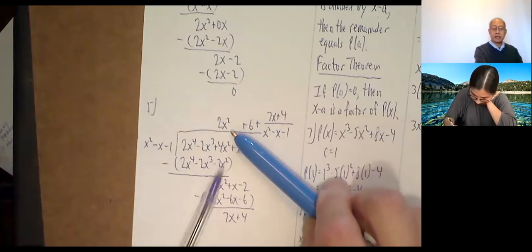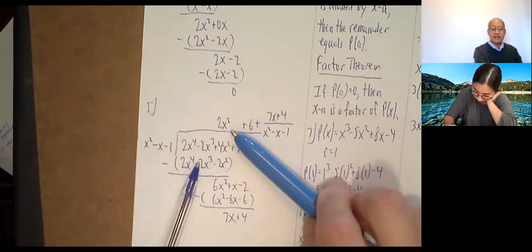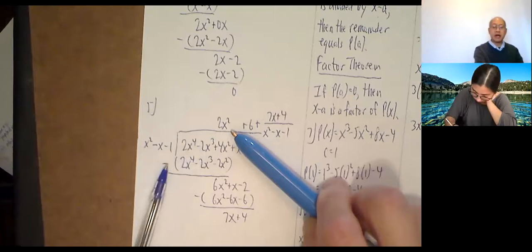Subtract, parentheses. That minus that is 0, don't have to write it. That minus that is also 0, don't have to write it. It's negative 2x cubed minus a negative, which means plus 2x cubed, so they will cancel out.